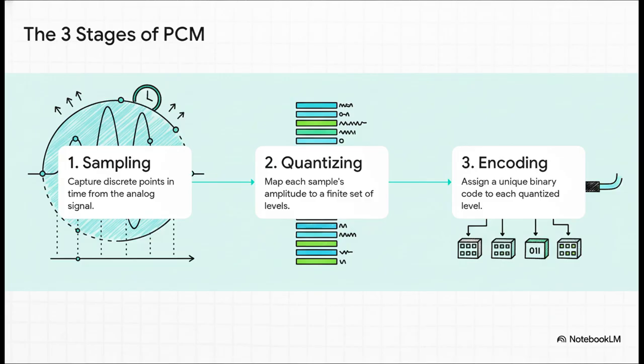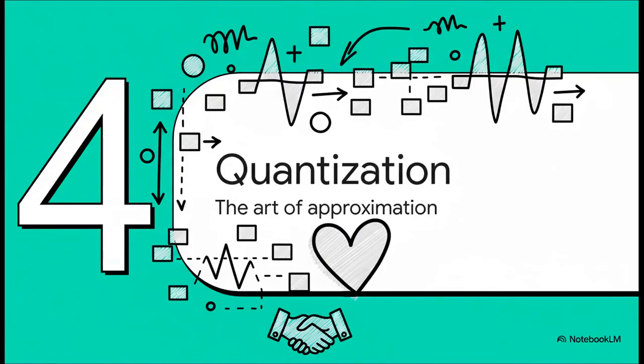First, we sample the signal. We already know how to do that. We just follow the Nyquist rule. Second, we quantize. This is where we have to make an approximation, and we'll talk a lot more about that. And third, we encode that approximated level into a binary word, a string of ones and zeros. This is it. This is the process that turns a real-world wave into pure data. All right, let's hit pause for a second and really zero in on that middle step.